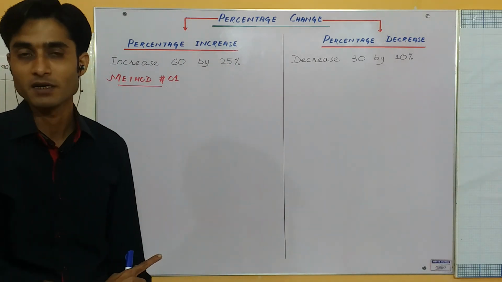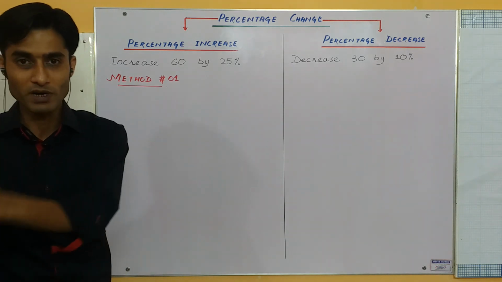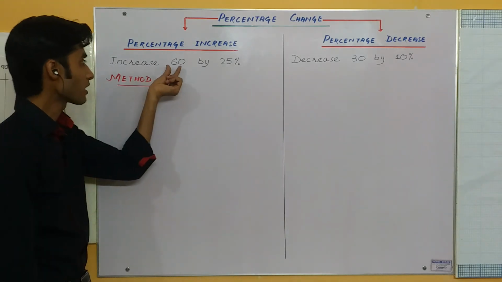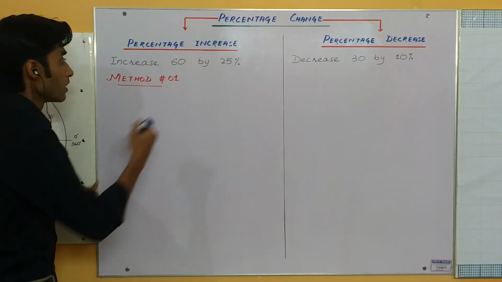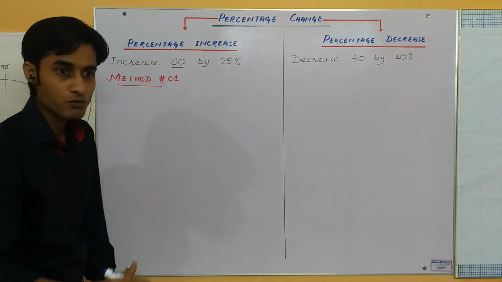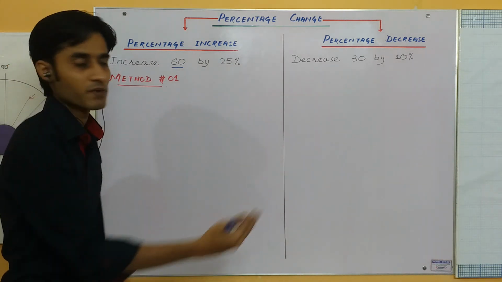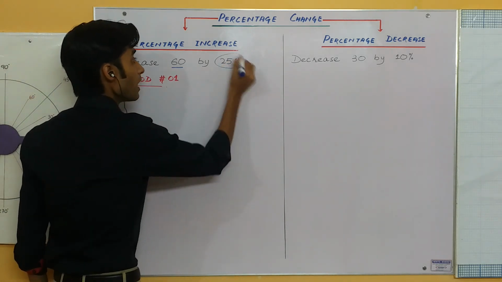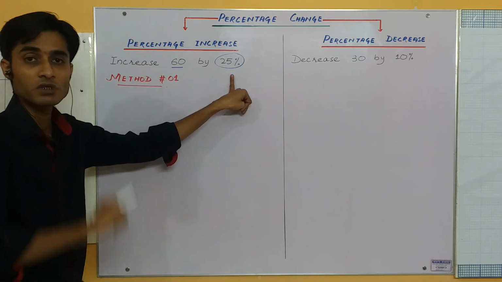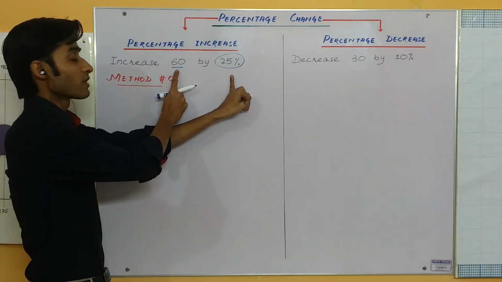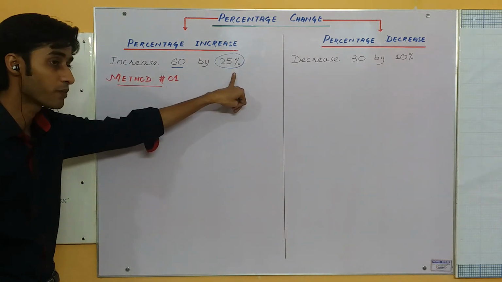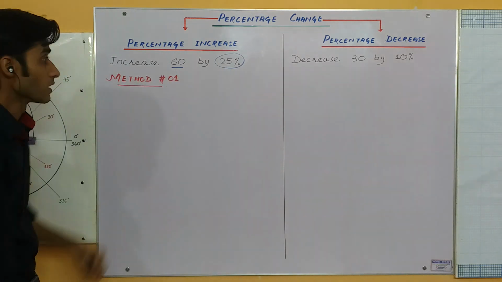Quantity and percentage cannot be added together. I can add quantity with quantity, I can add percentage with percentage. So what is the quantity given? 60. And I want to know what happens to 60 after it is increased by 25%. So first of all, I need to know what is 25% of the amount that I had. What is the amount that I had? 60. So first of all, you will have to calculate 25% of 60.